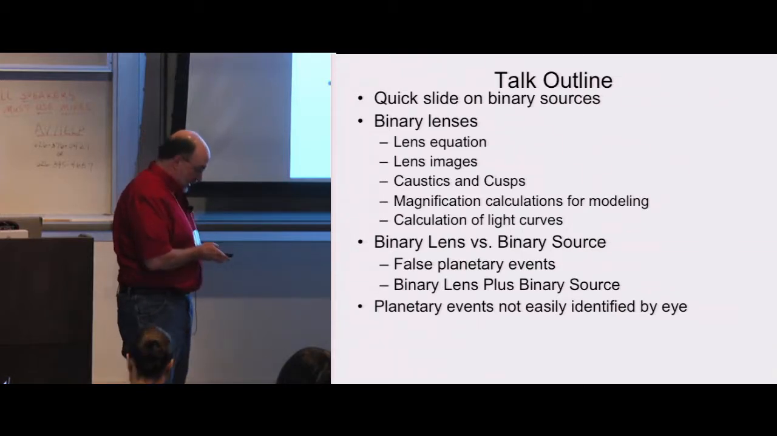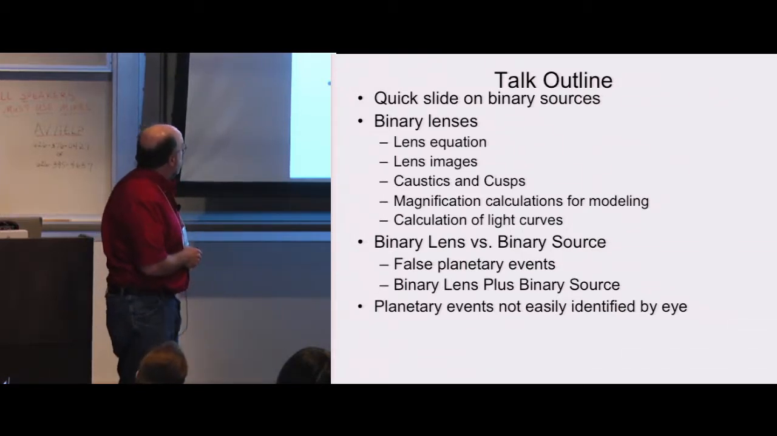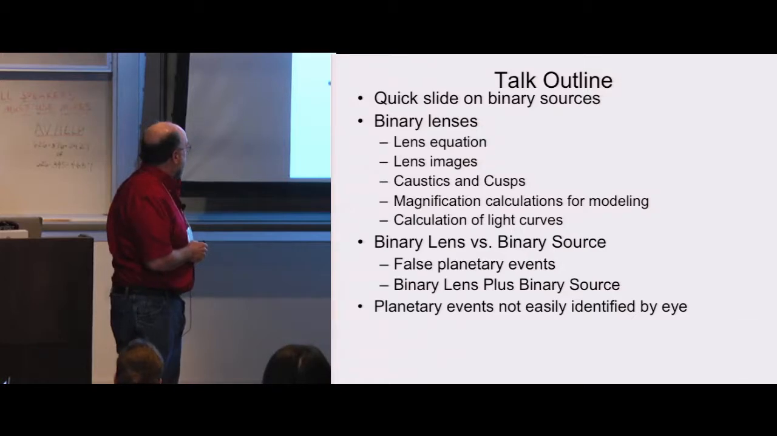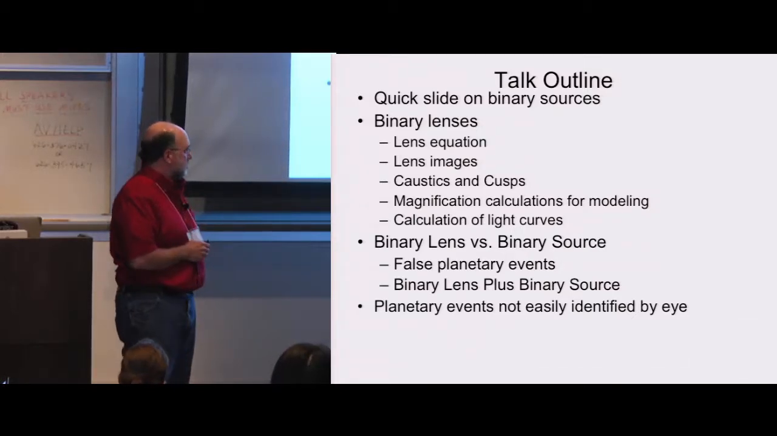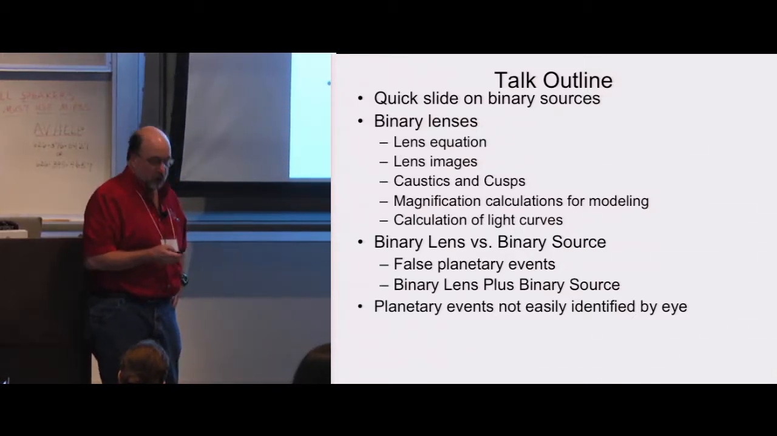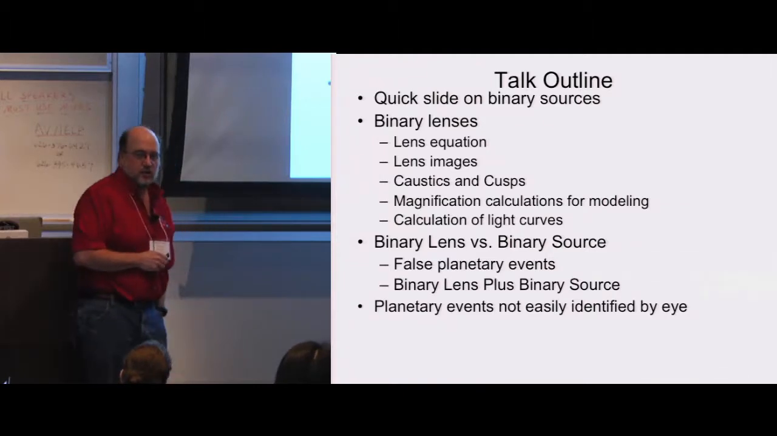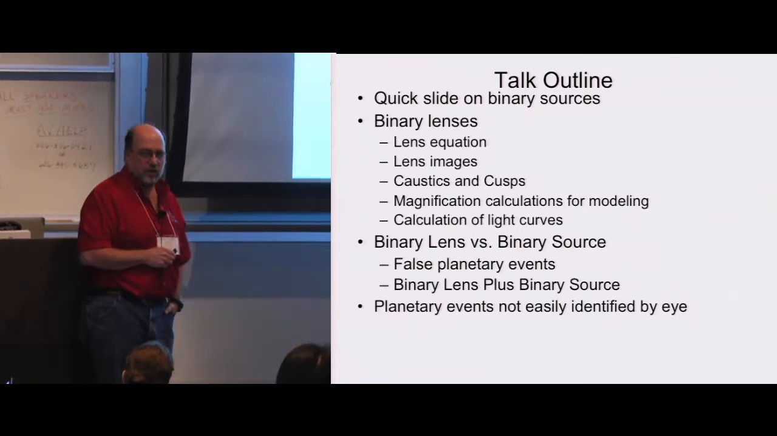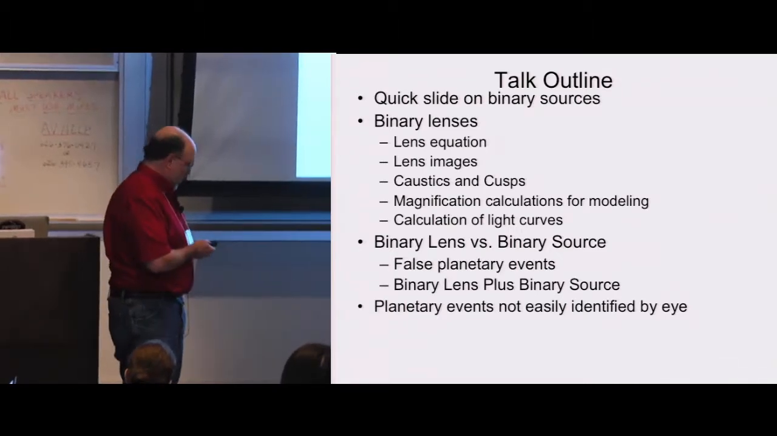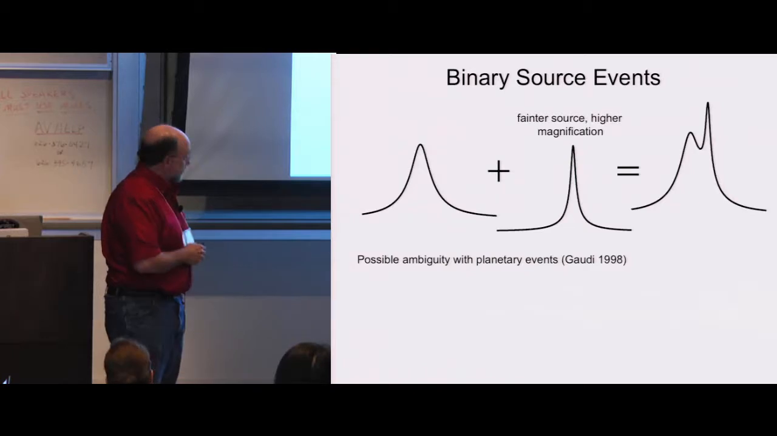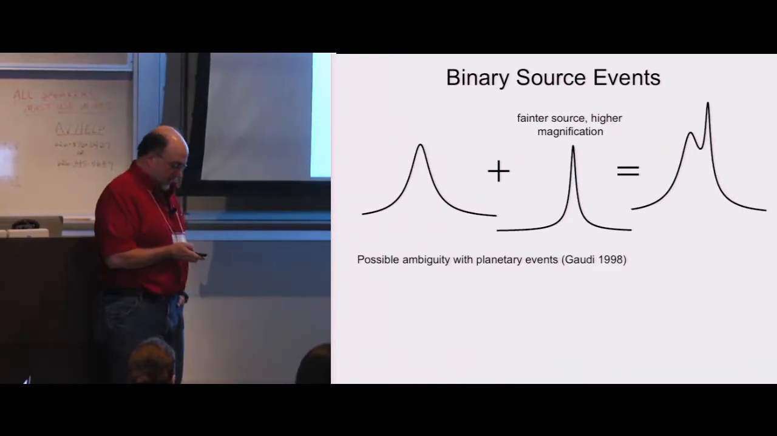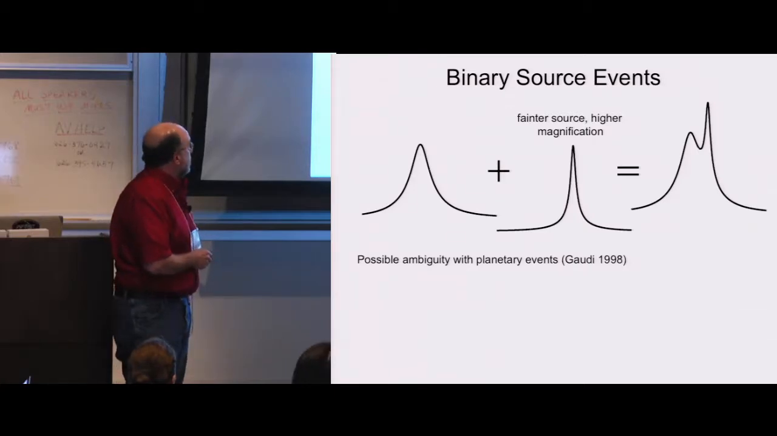So the talk outline: I'm going to say one slide on binary sources, and I'm going to spend most of the time on binary lenses and multiple lenses, a little bit on binary lenses versus binary sources, and then I'll talk a little bit about some of the planetary events that were not easily identified by eye. All right. So binary source events are pretty easy, and they behave pretty much like you would expect.